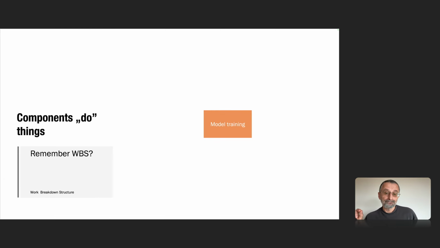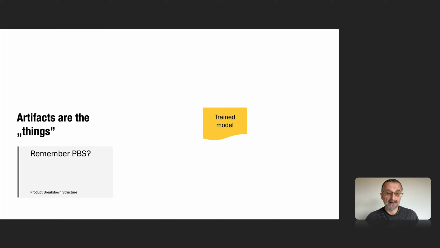So components do things. If you remember, in project management, we have the concept of the so-called work breakdown structure. If you are going to deliver something, we need to specify the actions required for this delivery. So the actions are represented here in the pipeline as components. For example, model training. Components do things. Artifacts are those things.